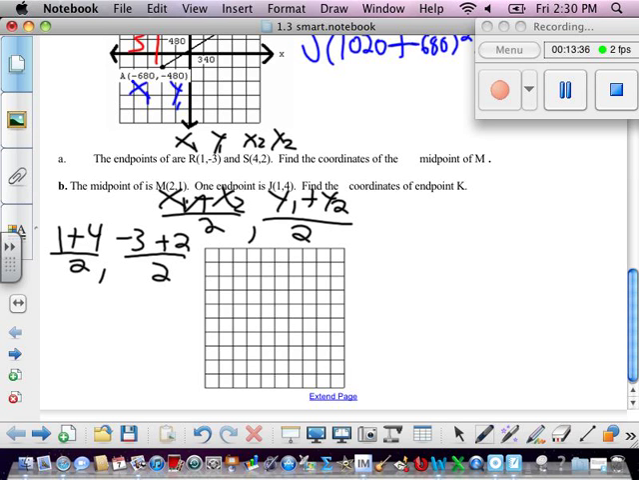What is 1 plus 4? 5. Okay. We're going to just leave it over 2 for now. What's negative 3 plus 2? What's negative 3 plus 2? Negative 1 over 2. That's the midpoint of those 2 points.